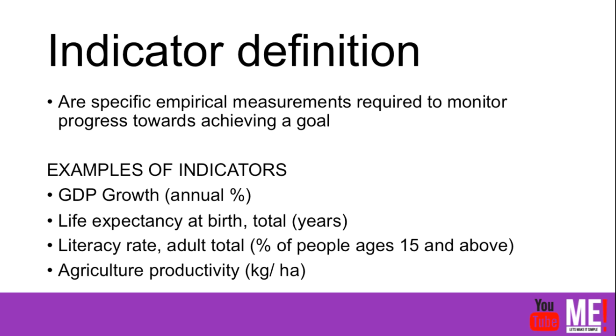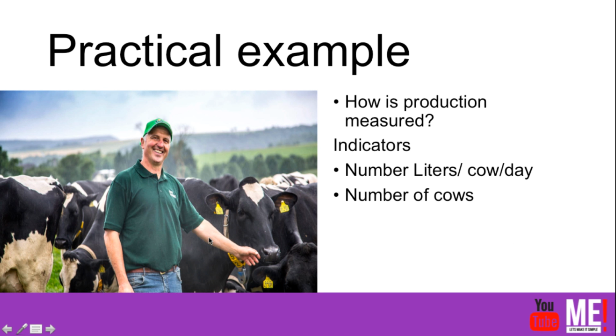So there are so many examples of indicators around the world, but I chose, like I said, 230 indicators. Wow, that's a lot. But I chose just a few examples of indicators. You've got GDP growth, life expectancy at birth, literacy rate, agricultural productivity. These are examples of indicators.